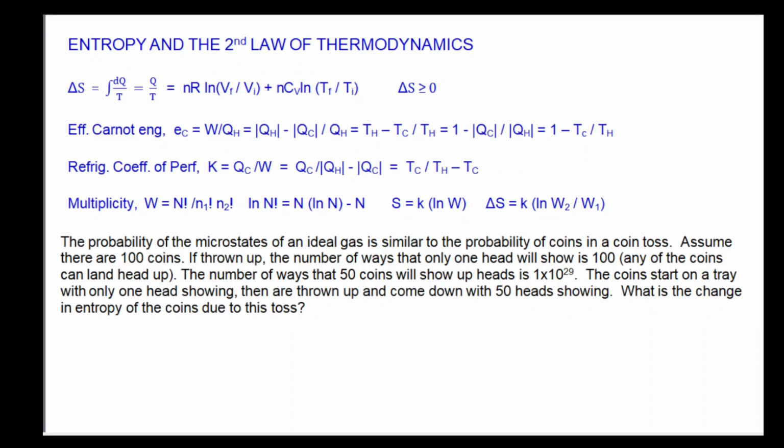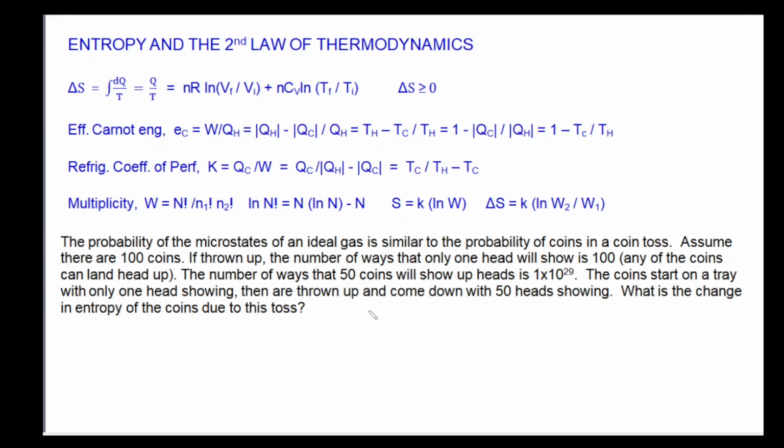We're going to do one more problem involving entropy and multiplicity of states. The probability of the microstates of an ideal gas is similar to the probability of coins in a coin toss. Assume there are 100 coins. If thrown up, the number of ways that only one head will show is 100. Any of the coins can land head up. The number of ways that 50 coins will show up heads is 1 times 10 to the 29th. The coins start on a tray with only one head showing, then are thrown up and come down with 50 heads showing. What is the change in entropy of the coins due to this toss?